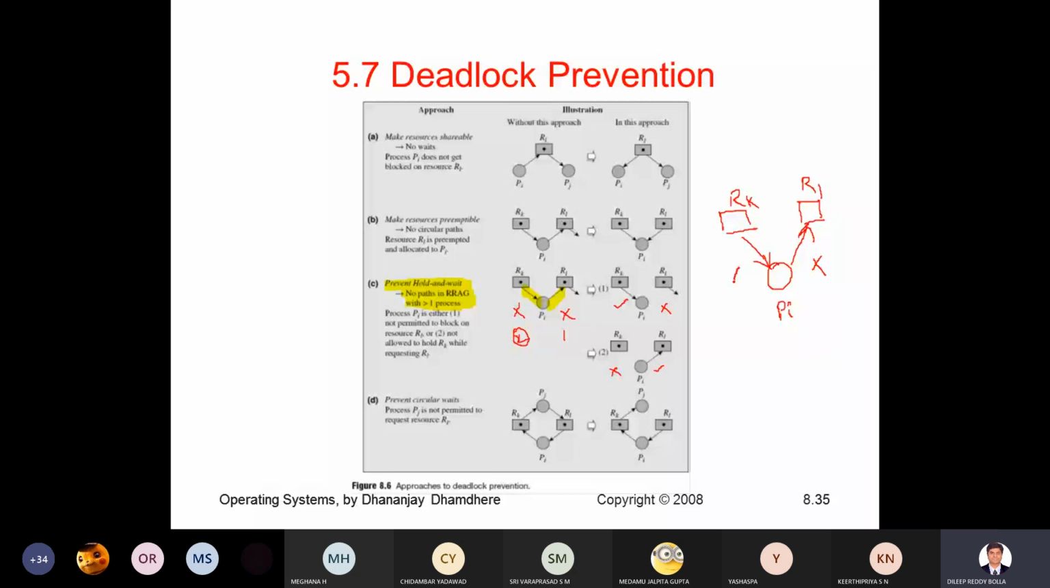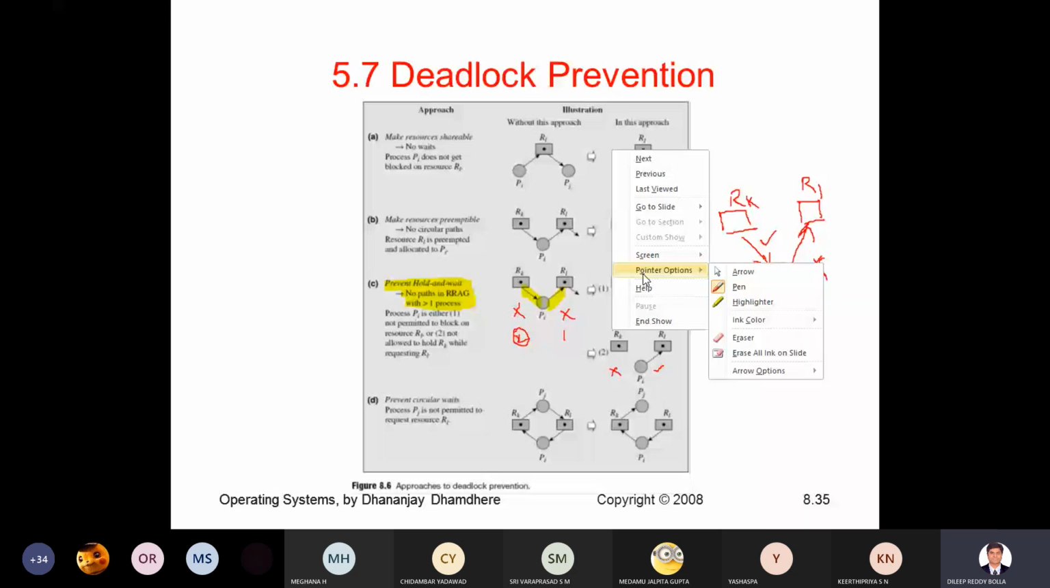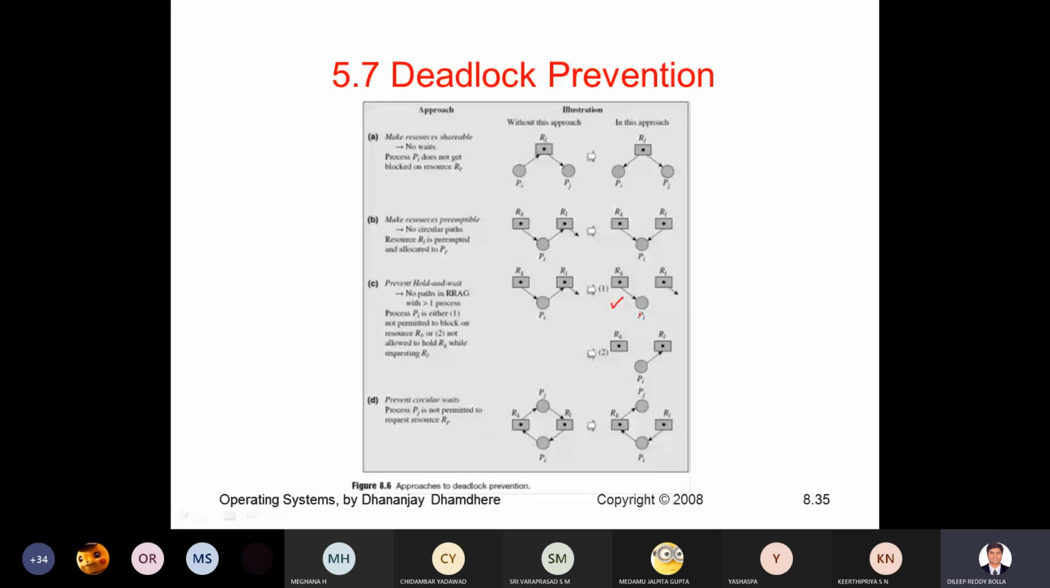In the first case, what we did, we allowed this one and we blocked this. So that's what you check. This one, you check it. Here we have allowed this resource RK to be requested by process Pi. So what will happen?